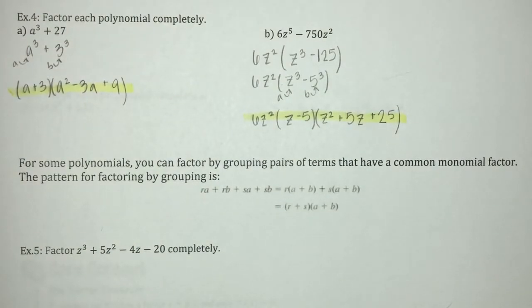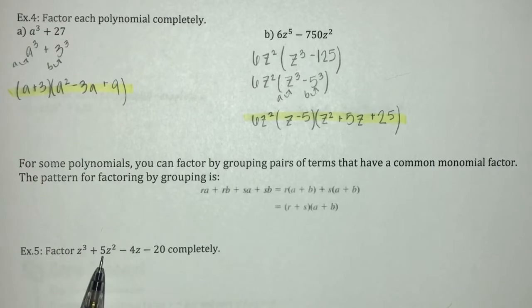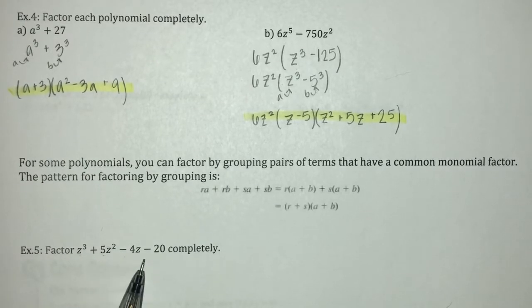And then the next section, or the next few examples, talk about factor by grouping. It says for some polynomials, you can factor by grouping pairs of terms that have a common monomial factor. And the pattern for factoring by grouping is written below. I try not to focus too much on it, and we'll just talk through the actual example. So example 5, factor z cubed plus 5z squared minus 4z minus 20.